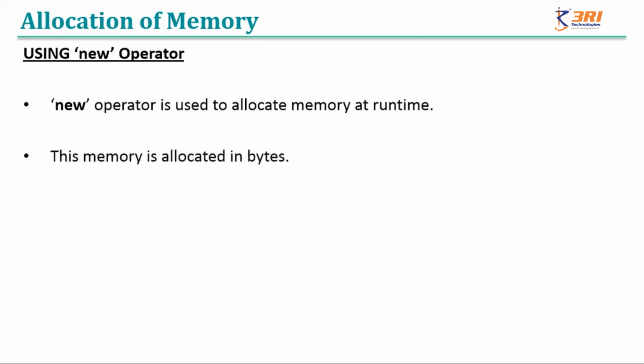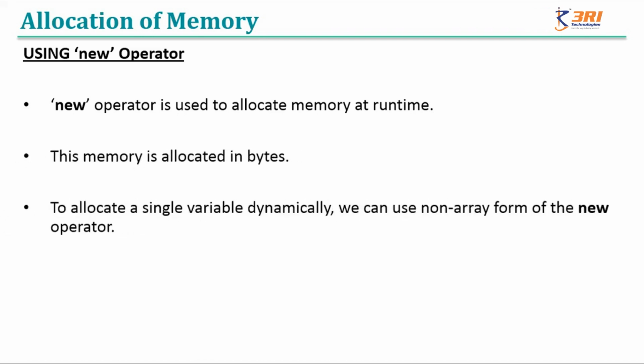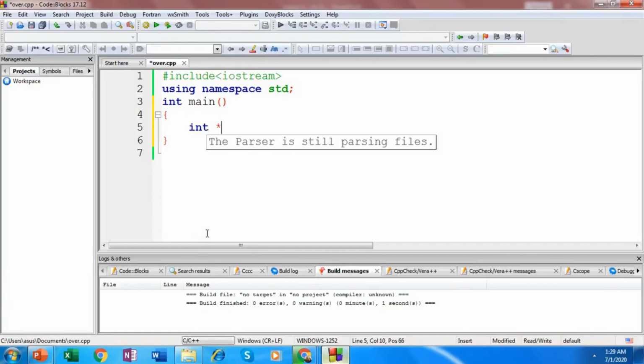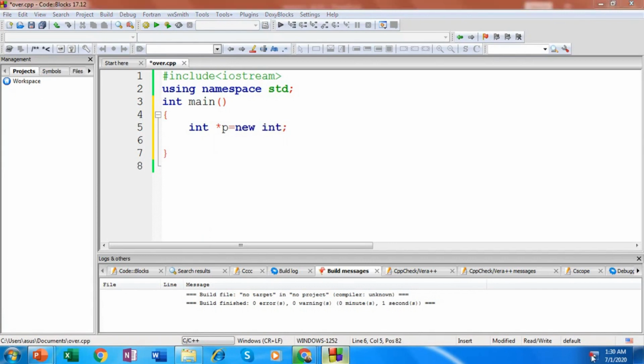This memory is allocated in bytes, and to allocate a single variable dynamically, we can use the non-array form of the new operator. For this, specify the pointer variable, assign it with the new operator, and specify the data type of the same. Write a statement like this: int *p = new int. This requests memory for the variable at runtime.